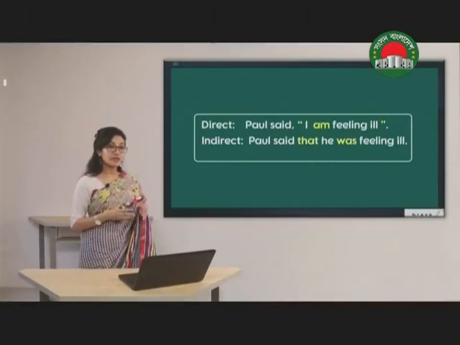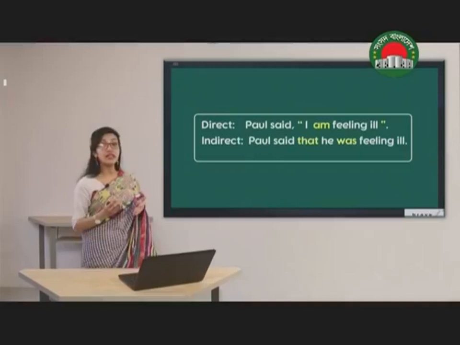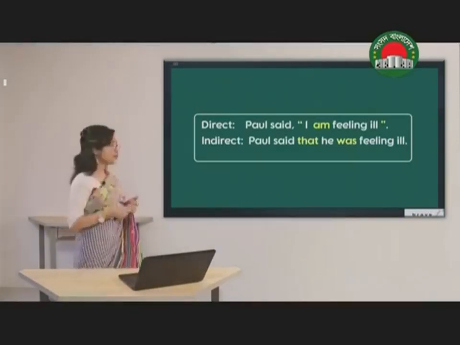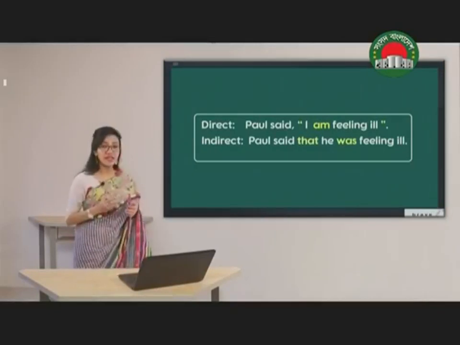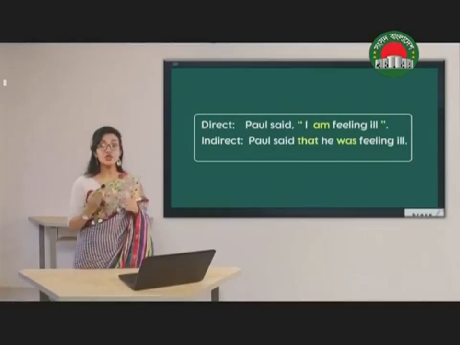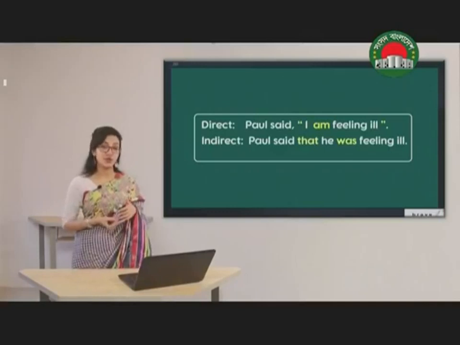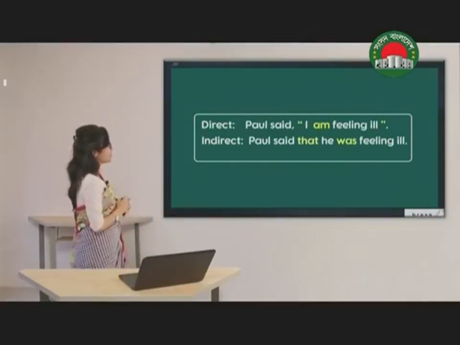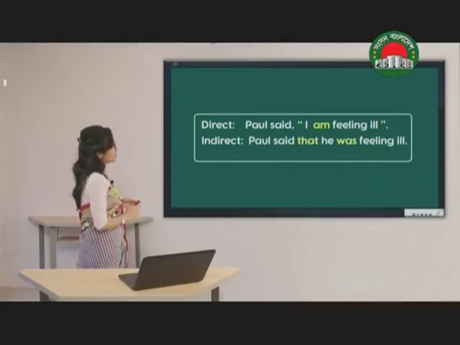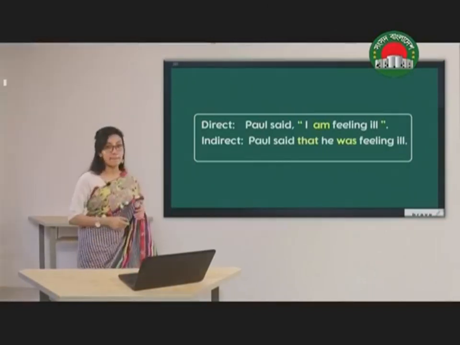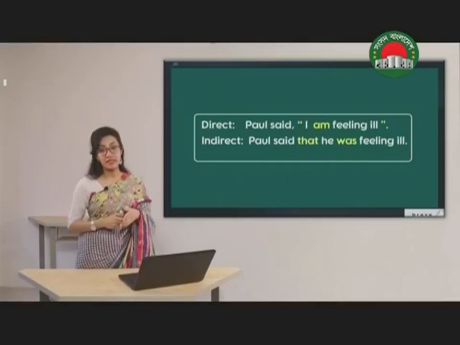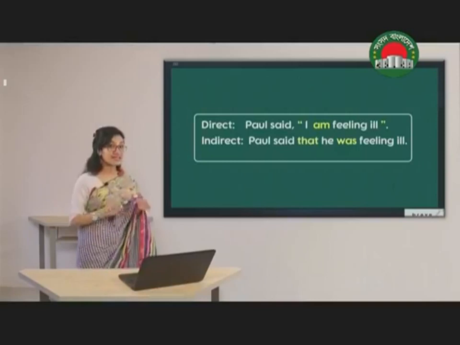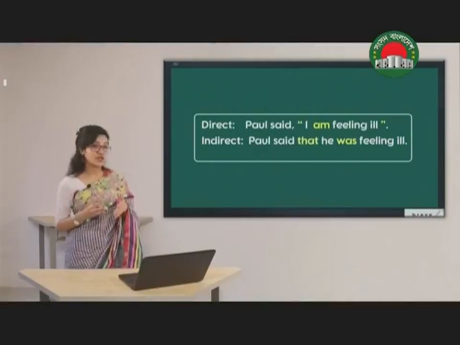So we know that when I'm saying "I am feeling ill", I am using present continuous tense. But when I'm saying "he was feeling ill", I'm using past continuous tense because "was" has been used here. So tense has been changed in indirect speech. And thirdly, we can see that the inverted commas have been removed completely. But the full stop that is given at the end of the sentence is intact. It has not been changed.